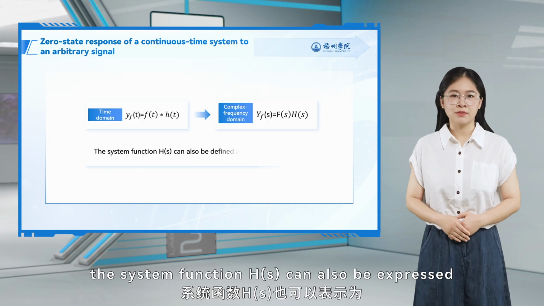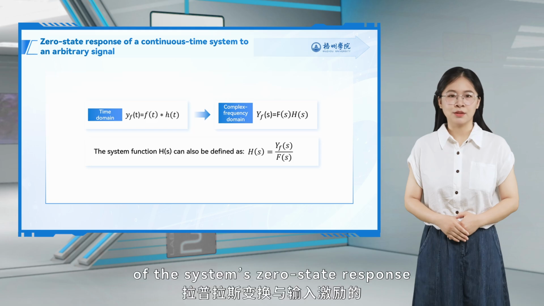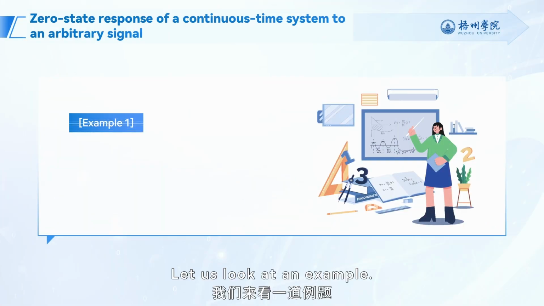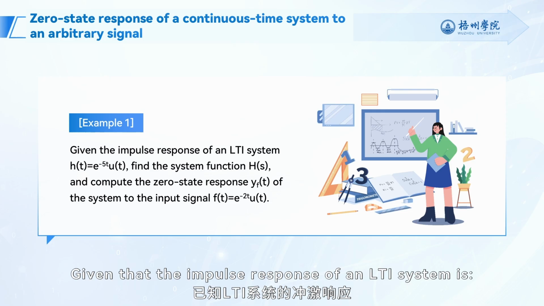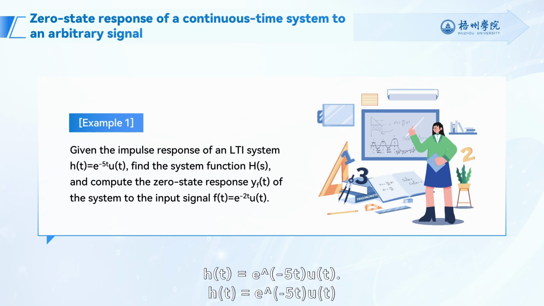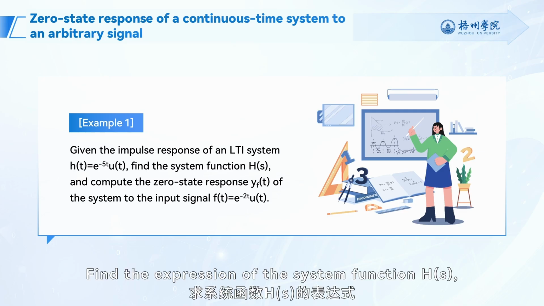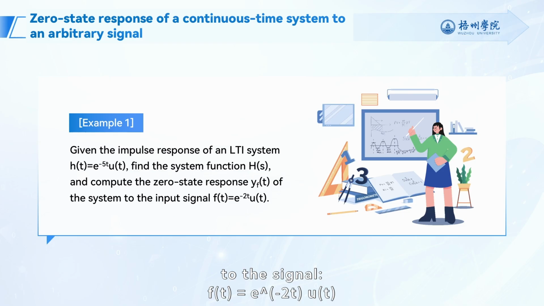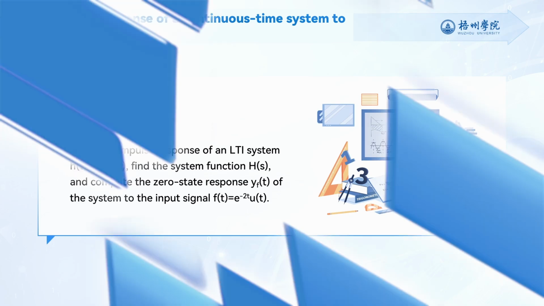Therefore, the system function h of s can also be expressed as the ratio of the Laplace transform of the system's zero-state response to the Laplace transform of the input excitation. Let us look at an example. Given that the impulse response of an LTI system is h of t equals e to the power of negative 5t times u of t, find the expression of the system function h of s and compute the system's zero-state response yf of t to the signal f of t equals e to the power of negative 2t times u of t.